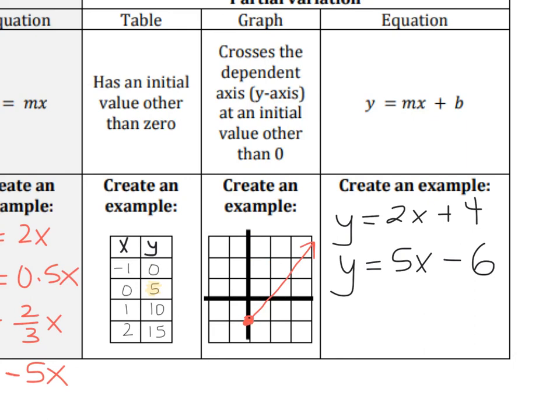So the key takeaway here is that direct variations are going to go through the origin or start at the origin, and so you will see 0, 0 as a point on your graph or as a point in your data table, and the equation will not have an initial value. For a partial variation, your graph is going to start at a value other than 0, and so your graph will not be at the origin as a starting point, and your equation will take on the form y equals mx plus b, where b represents your initial value.